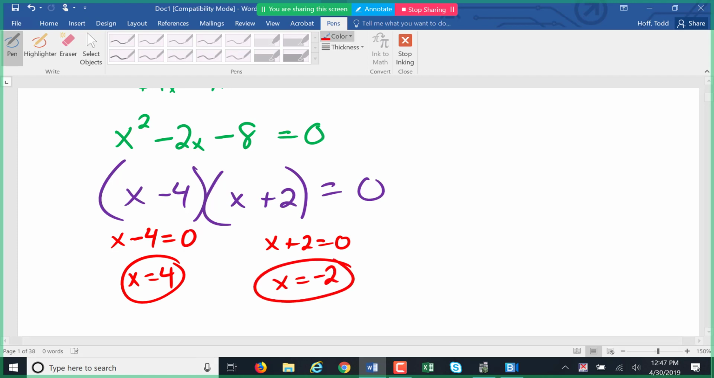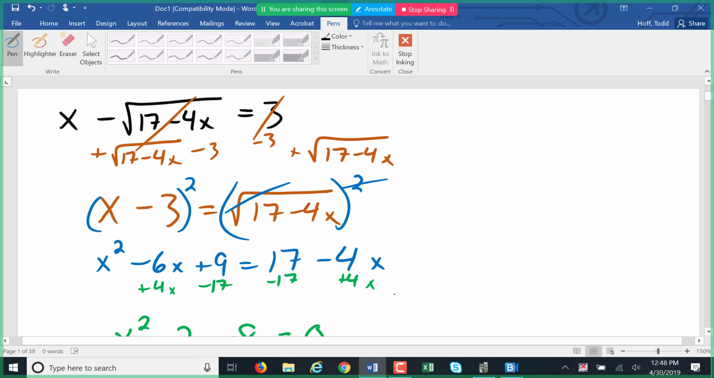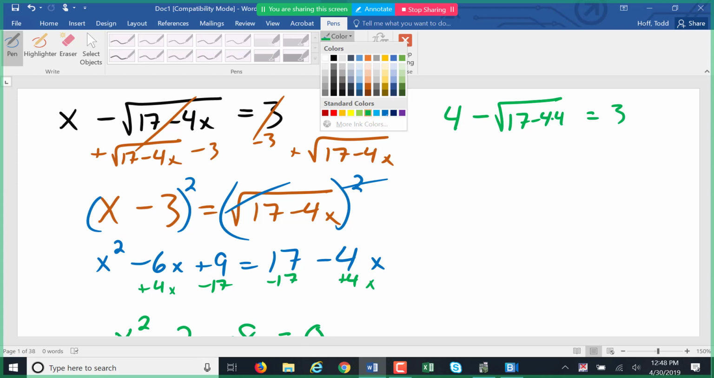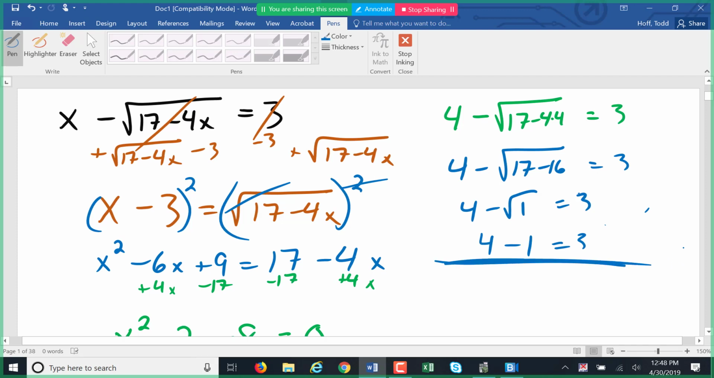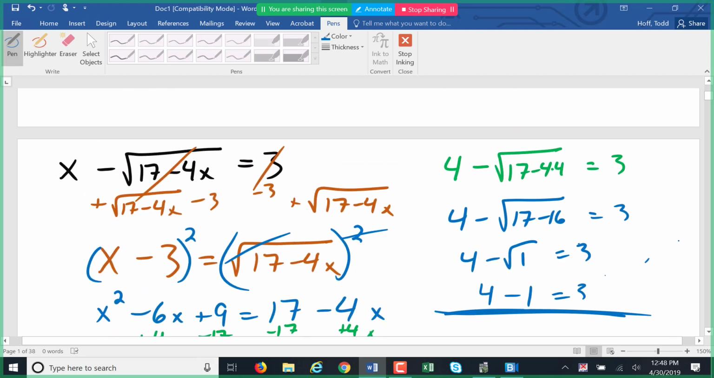Do both of those solutions work? So back up here, let's try x equals 4. 4 minus the square root of 17 minus 4 times 4, does that equal 3? Well, this will be 4 minus the square root of 17 minus 16. 17 minus 16 is 1. The square root of 1 is just 1, so 4 minus 1 does equal 3. 4 works. How about negative 2?